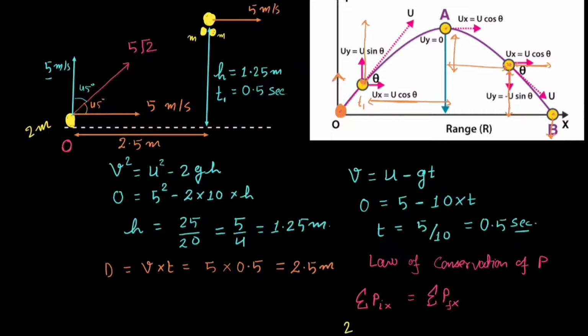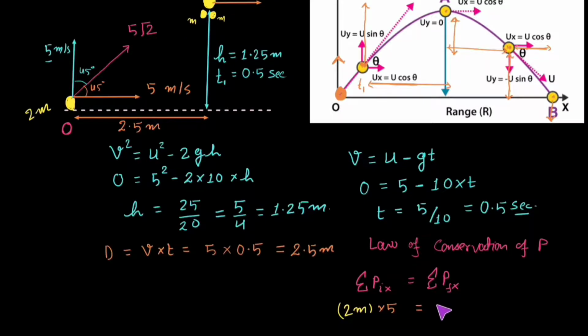Before splitting, the total mass was 2m and the velocity was in the x direction only, with a value of 5 meter per second. This is the total momentum before the splitting. After splitting, one part is falling vertically downwards, so its x component of velocity is 0. The second part has mass m, and its velocity is unknown to us, so we have to find it. Let's say this velocity is vx, in the x direction.